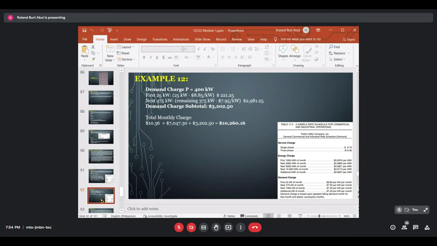So karon the energy consumption given is 104,000 kilowatt hours. So, ang first nato buhaton ani is similar ni siya sa katong example 11. Kuhaon nato ang iyang first 1,000 kilowatt hours, multiply sa iyang specific rate nga 0.0976 per kilowatt hour. Then next, 2,000 dayon, times sa iyang rate nga 0.0885. Then next 5,000 kilowatt hours, multiplied by the rate of 0.0821.